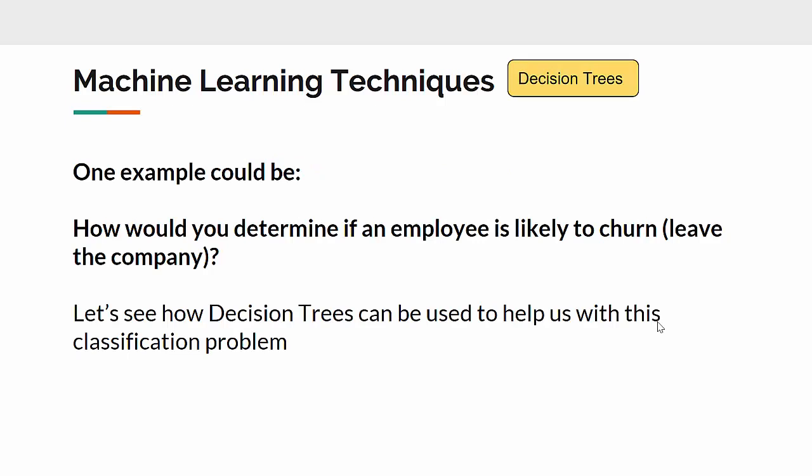One example I can think of is to determine whether an employee is likely to churn. For those of you who are interested in the area of human resource, this might be a problem that interests you. In this case, churn means whether he is likely to leave the company. So churn equals leave, not churn means he will stay with the company. Let's take a look at how decision trees can help us with this classification problem.